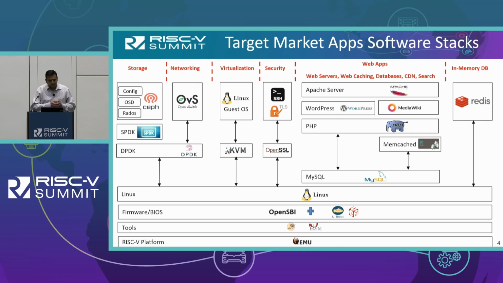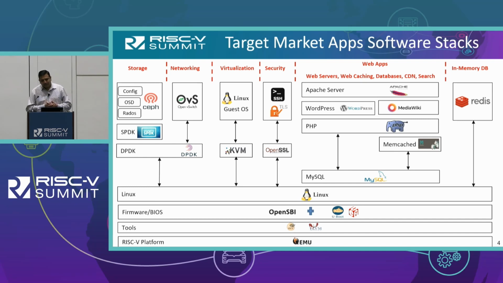Moving to virtualization, Linux guest OSs can be run as VMs using KVM tool on KVM as a baseline support within Linux. On the security side, OpenSSL is pretty key, and there's a lot of work going on within the community for OpenSSL. That can run things like SSH and so on. Then moving further right, web applications: LAMP, Linux, Apache, MySQL, PHP, Nginx. So Apache Server, WordPress, MediaWiki, PHP, web caching applications like Memcached, MySQL. They're provided by the standard distros, Ubuntu being one of them. It supports all these built in today.